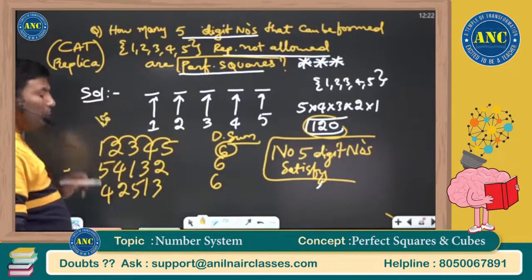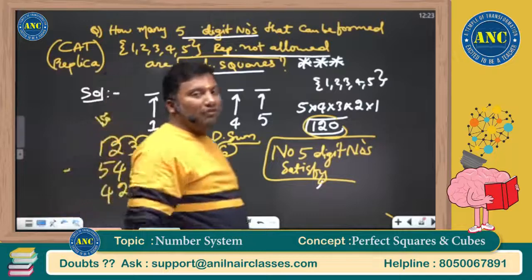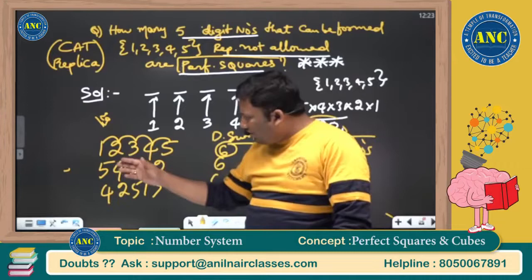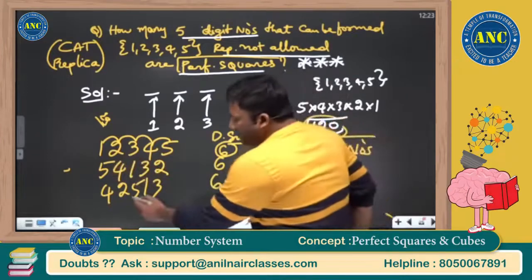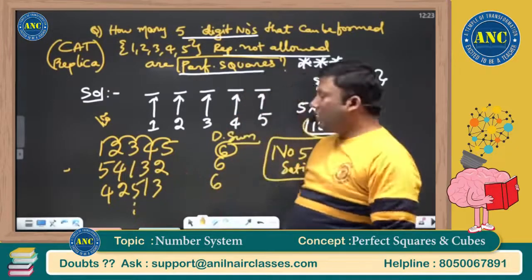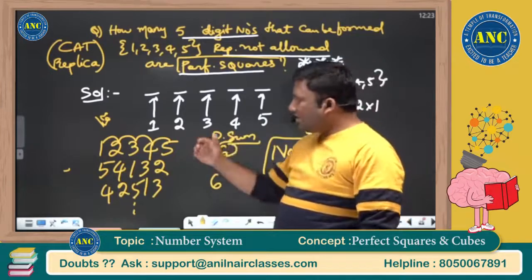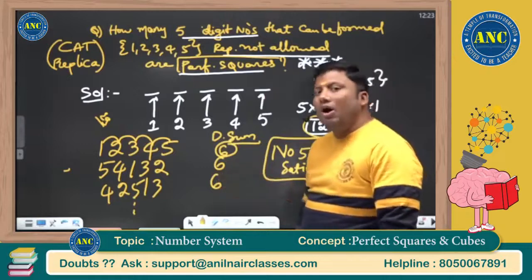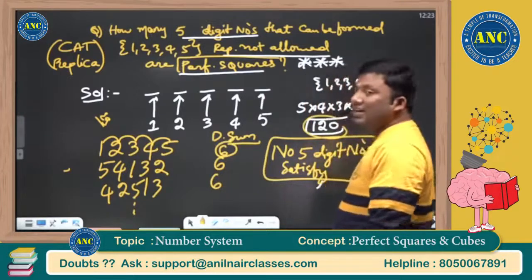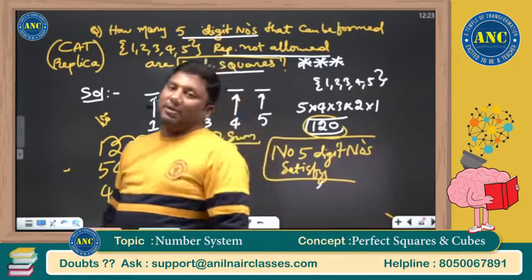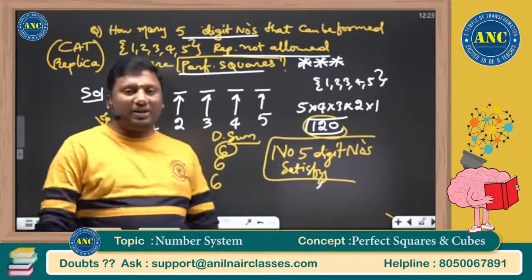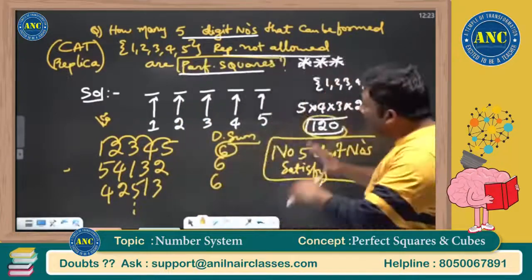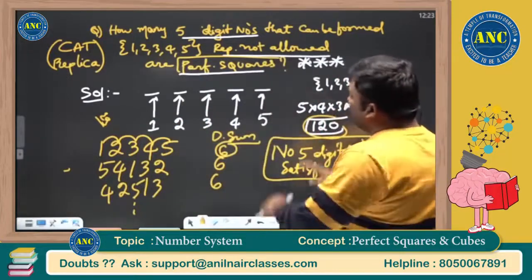Suppose I take one example number, 1, 2, 3, 4, 5. Repetition of digits is not allowed, so if I change the order, this can also be one number, and this can also be one number. Like this, total 120 numbers are there. What is the sum of the digits? 9, 12, 14, 15, 6, 6, 6, 6. All 120 numbers have digital sum 6. For a number to become a perfect square, the digital sum should be 1, 4, 7 or 9. A beautiful CAT replica question.